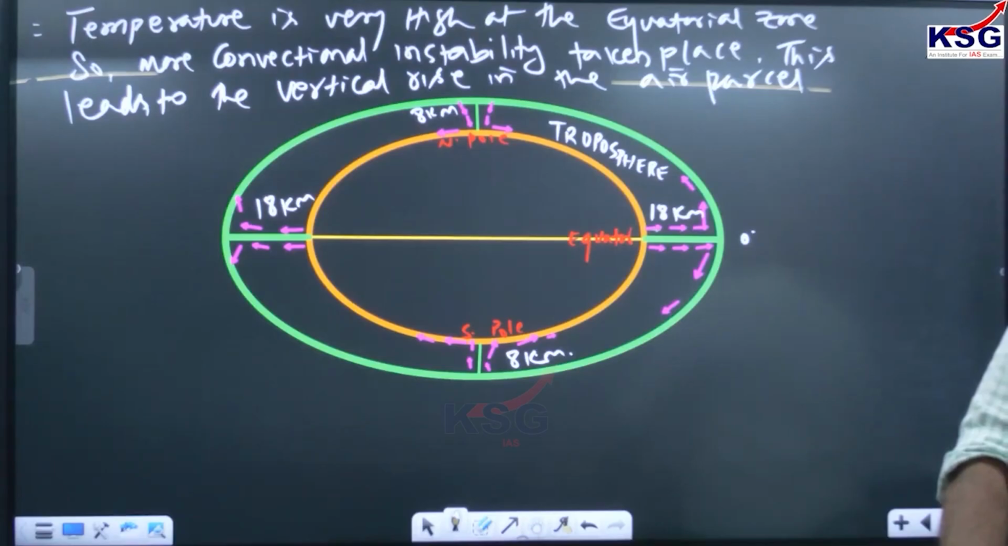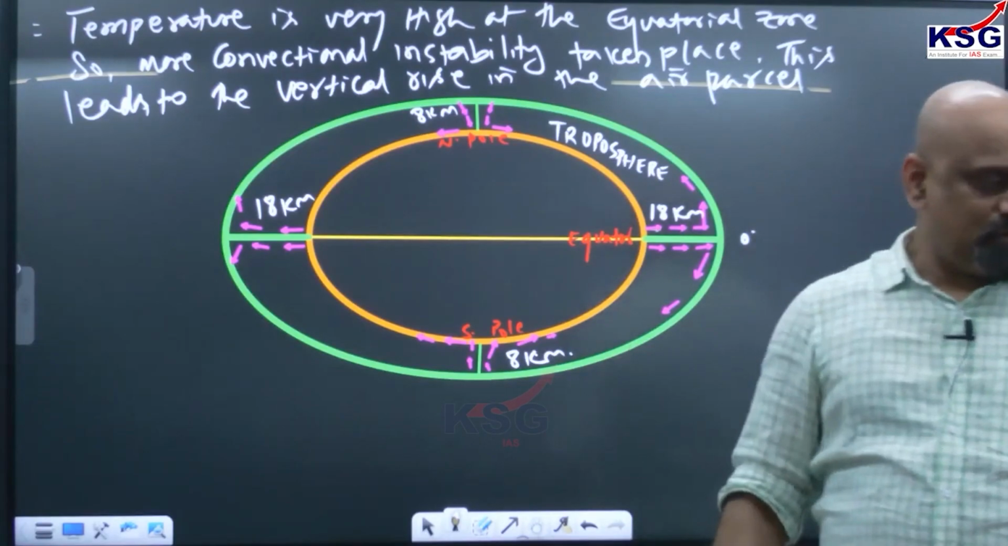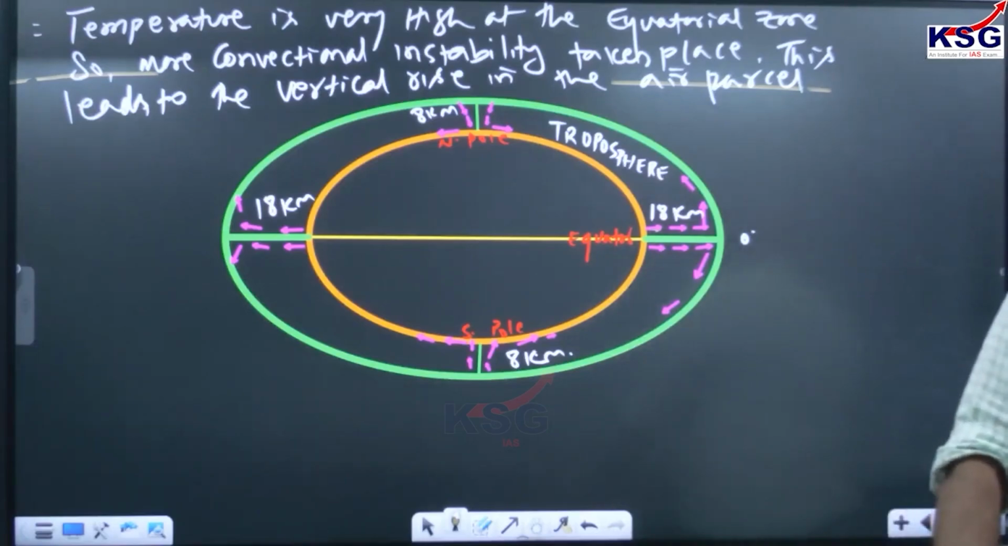Can you see this? Look at it, very, very important it is, in fact.